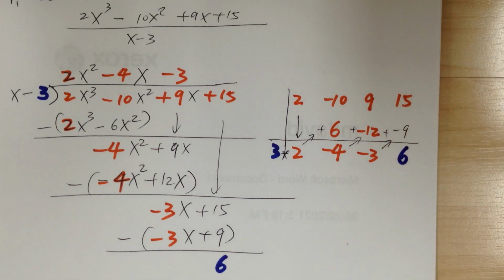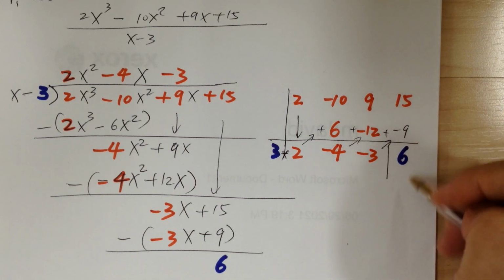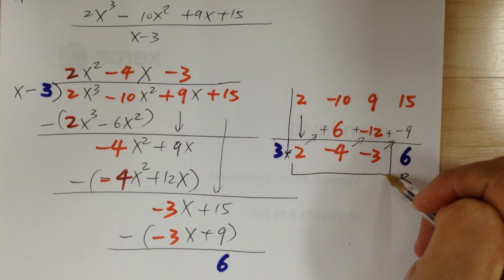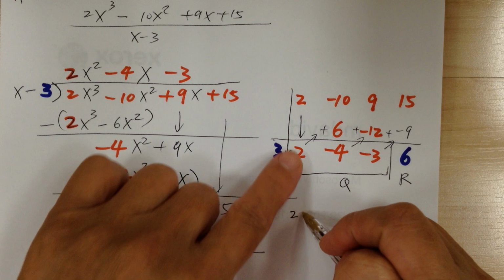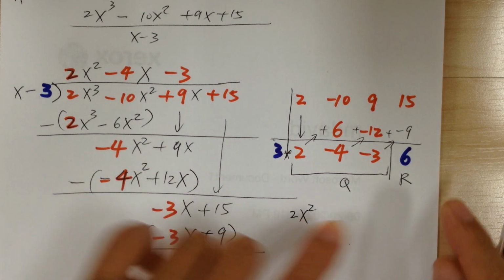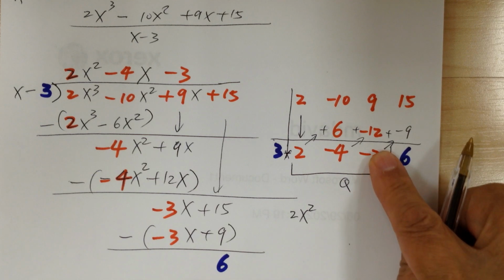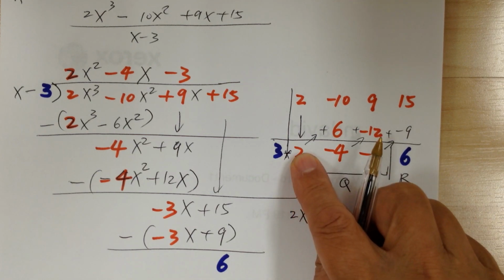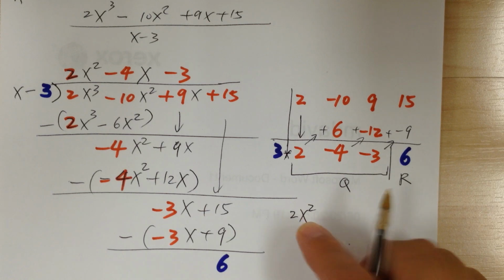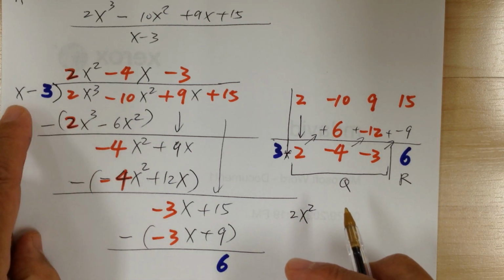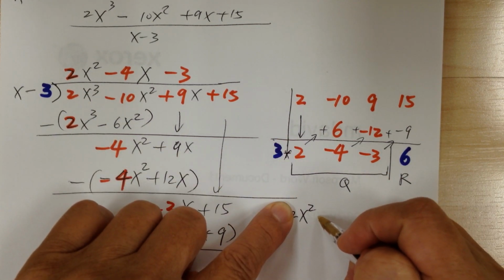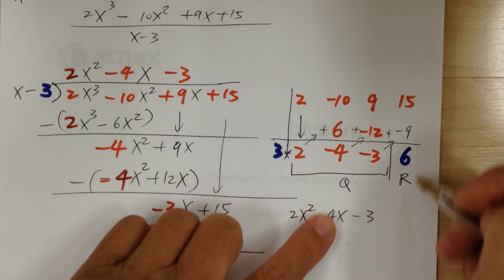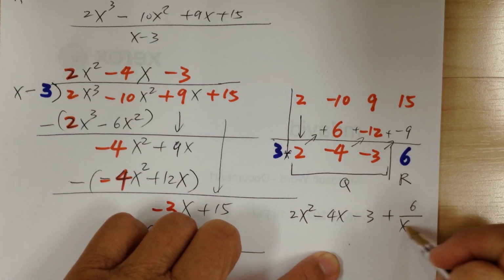The reason I make the last number a different color is because this is your remainder, and this part over here is your quotient. So once you divide, your answer would start with 2x squared. How do you know it's x squared? Because the remainder is x to the 0 power, then x to the 1 power, x to the 2 power. You can just count them. Or another way: the cube divided by 1 power will give you the square term. So this will give you 2x squared minus 4x minus 3, and the remainder will be plus 6 over x minus 3.